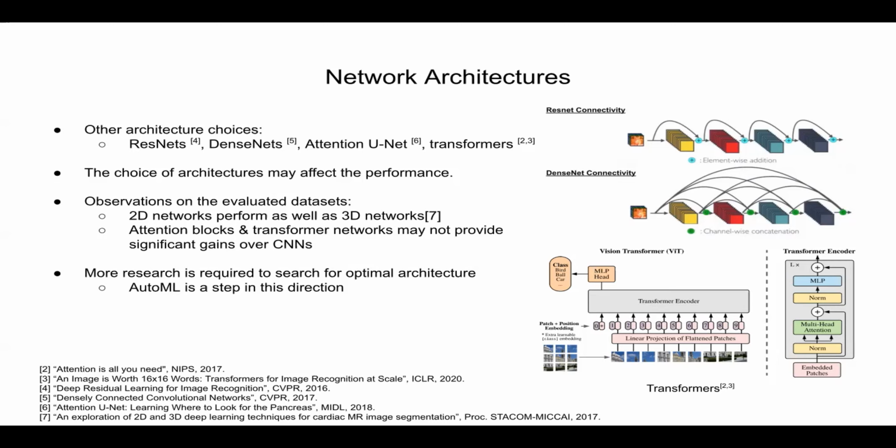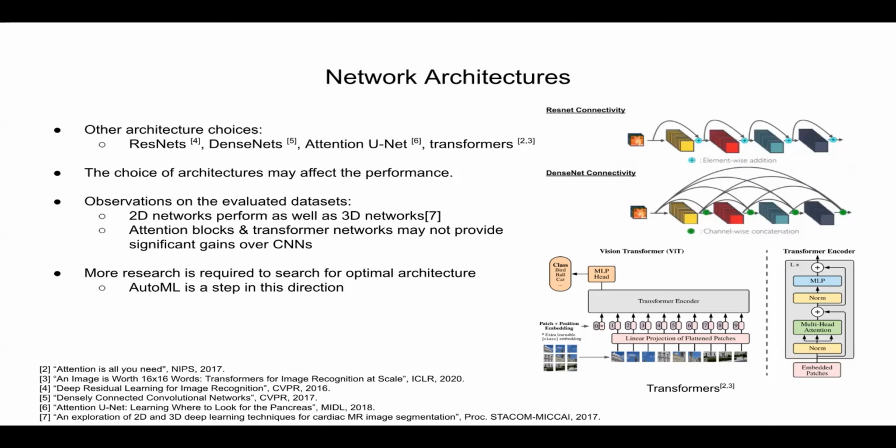We have seen that 2D networks perform as well as 3D networks, provided you do a good hyperparameter search and include all kinds of data augmentation in the training. Secondly, we have also seen that attention blocks and transformer networks were not able to provide significant gains over these 2D CNNs. But like I said, you might have to figure out different hyperparameters for these transformer networks and try to get the optimal performance.